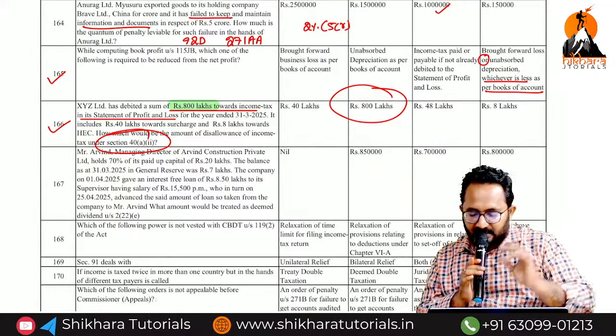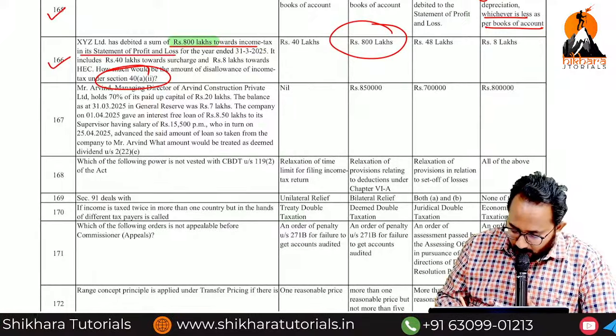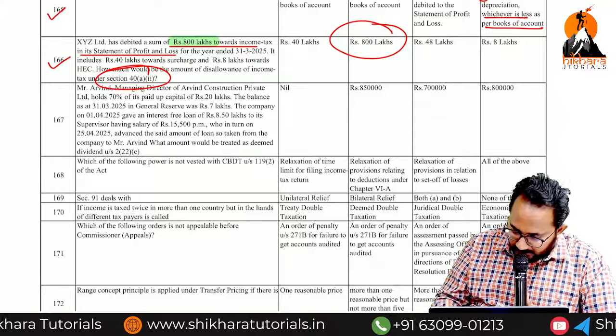All the income tax components should be disallowed: income tax, surcharge, health and education cess. These are all the components we have to disallow. Next, we have to discuss the deemed dividend related MCQ.